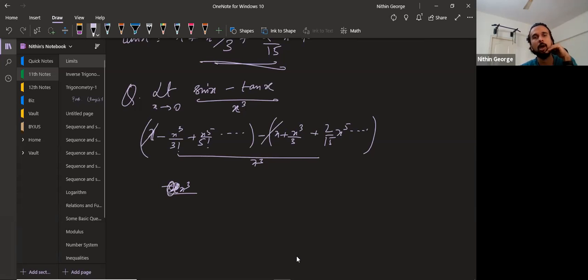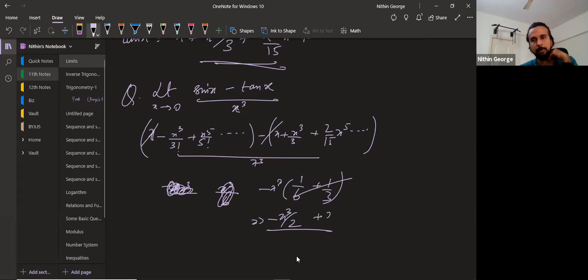It becomes plus 1 by 6. And x cube by 6 plus 1 by 3, okay, this becomes 1 by 2. So it becomes minus x cube by 2 in the denominator plus x power 5 by something into k, divided by x cube. The limit x tends to 0 is what is there here. So the remaining terms here cancel out to become 0, x power 5 onwards. And here I get minus 1 by 2 remaining. And that will be my answer.